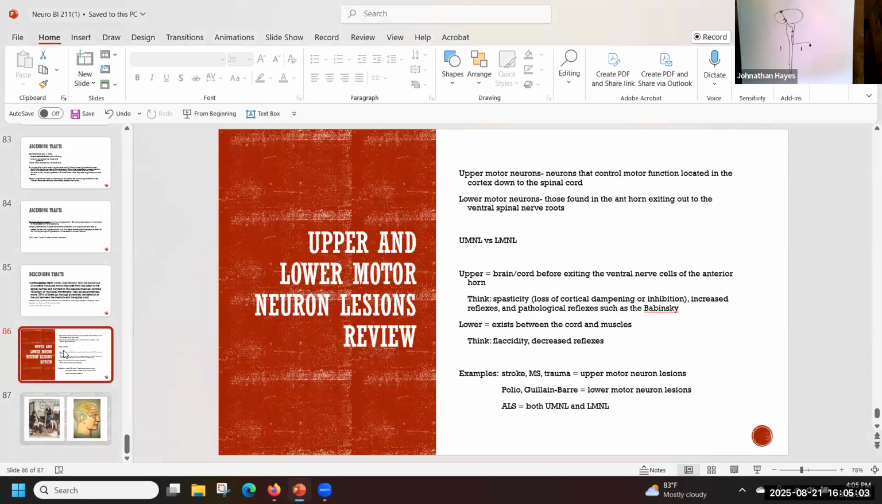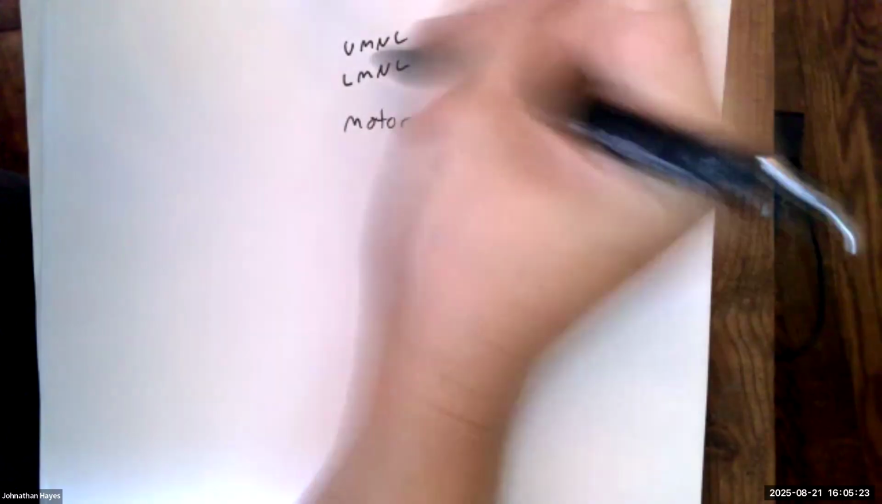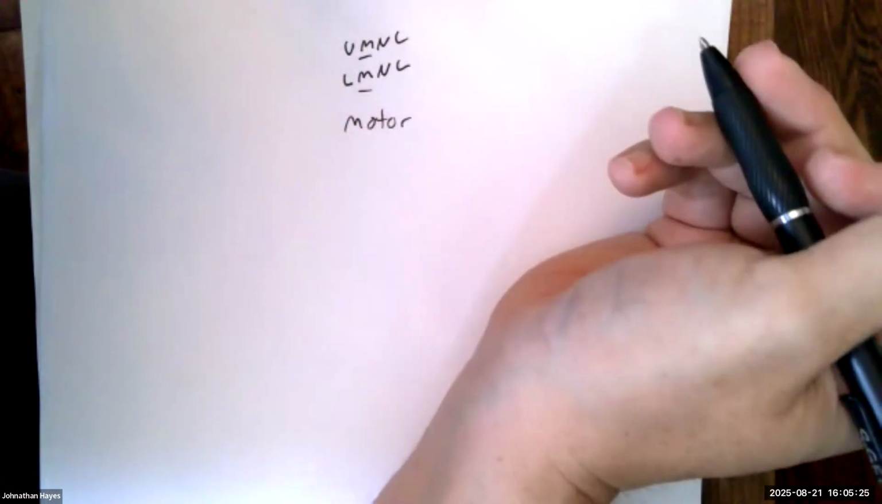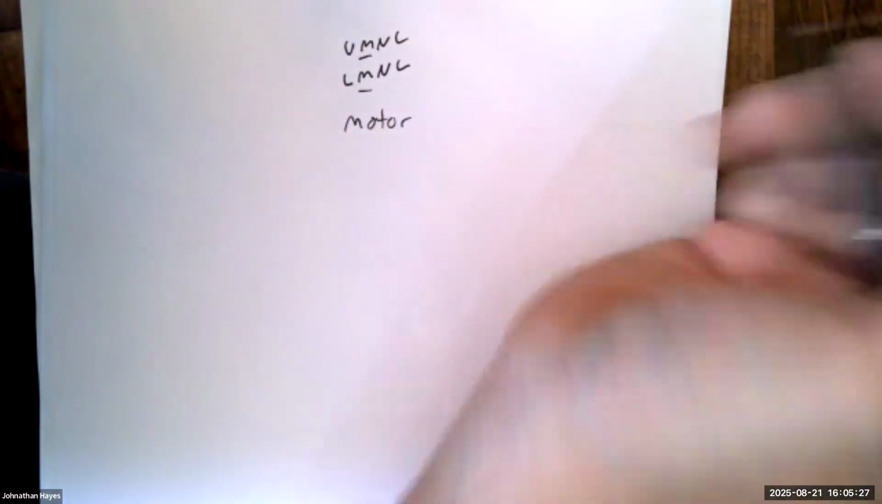Upper and lower motor neuron lesions. Let's keep this one simple again because these are things that are going to come up over and over and over again. Let's say we have a motor problem, because obviously when you're dealing with upper motor neuron lesions or lower motor neuron lesions, clearly something motor has been affected.